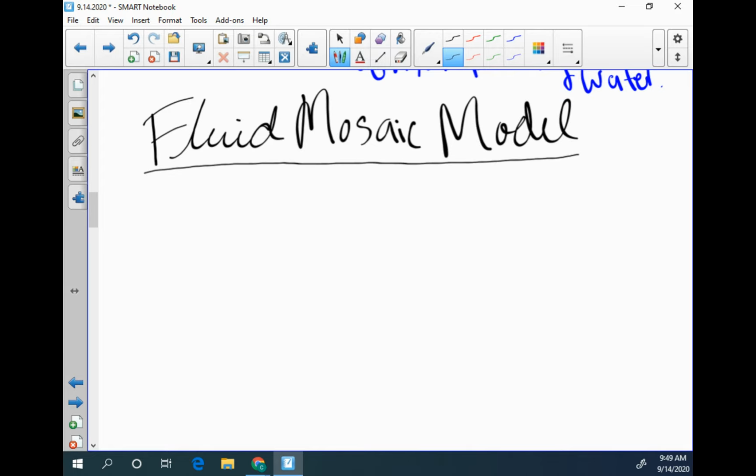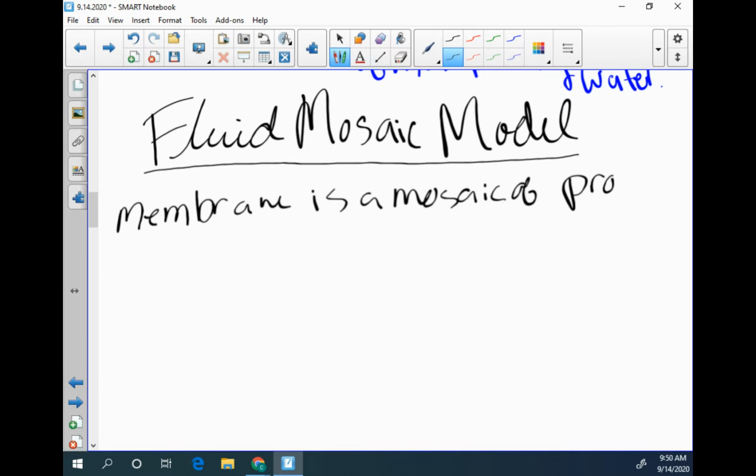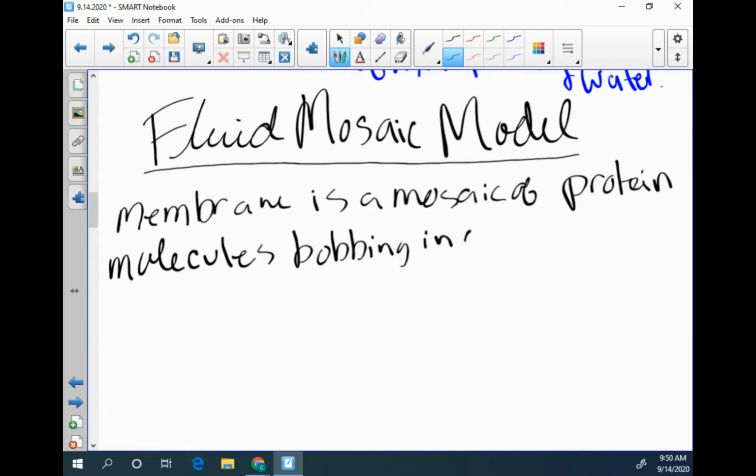Which is essentially that the membrane is a mosaic of protein molecules bobbing in a fluid bilayer of phospholipids.